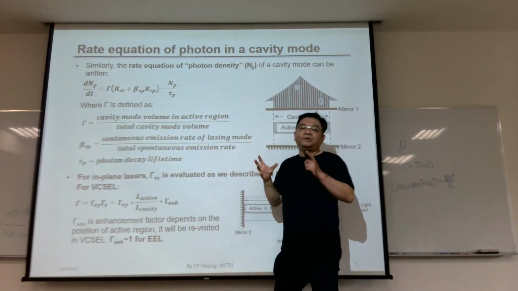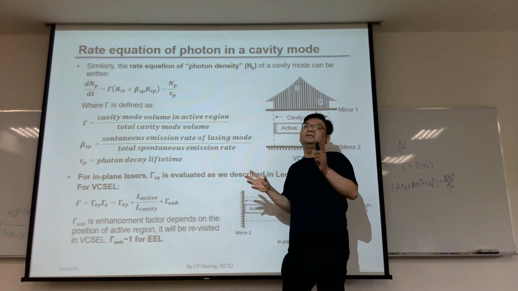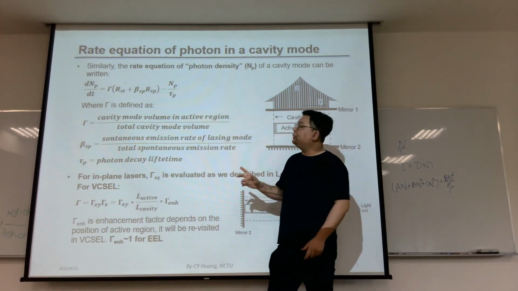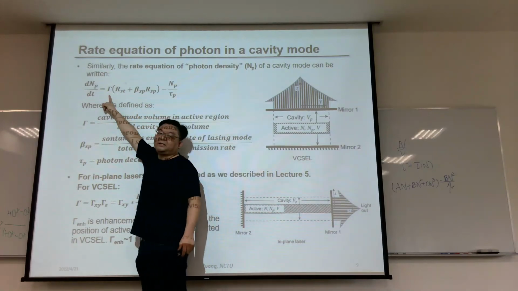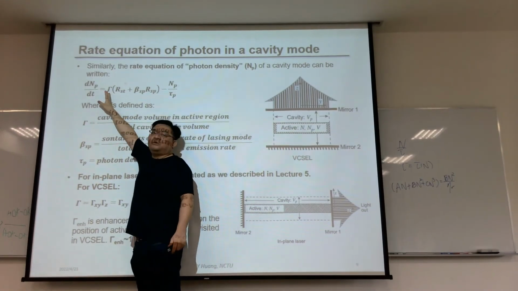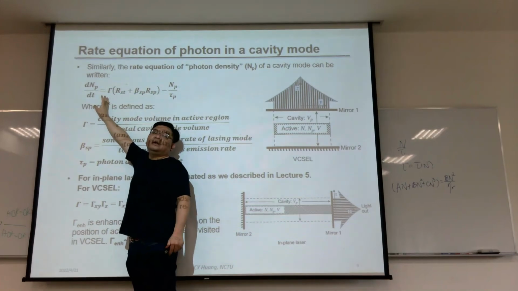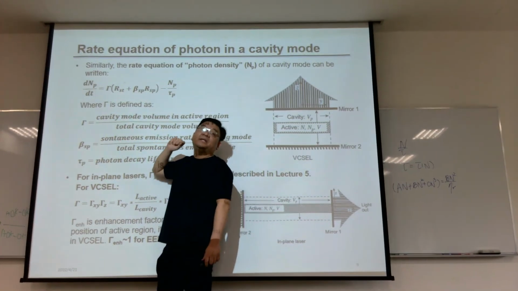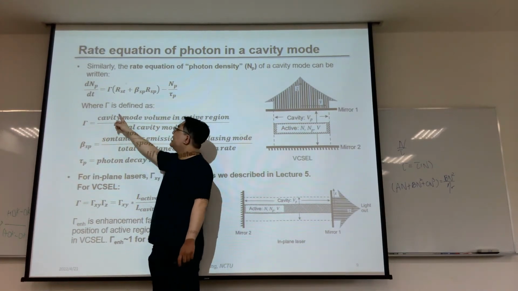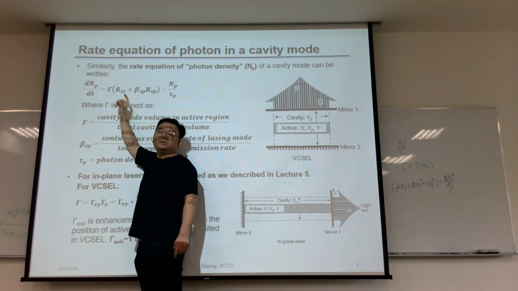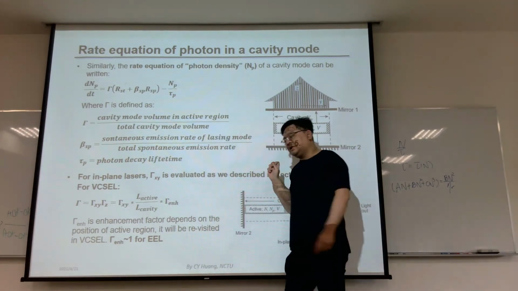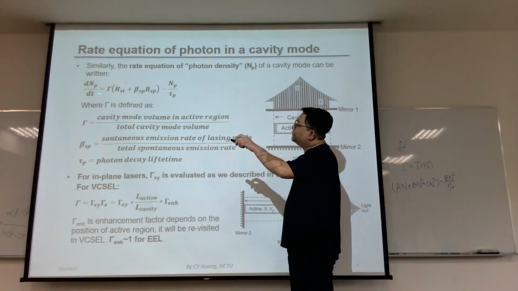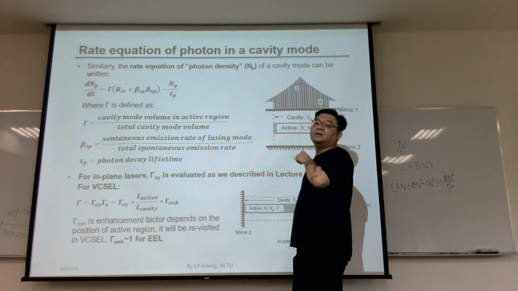Because in your cavity, not every part of your device is emitting light. So we need to multiply by the confinement factor to normalize the part that really has an effect in the light-matter interaction. Okay, so you also calculate that in your midterm. This is the number of photons generated in the active region.